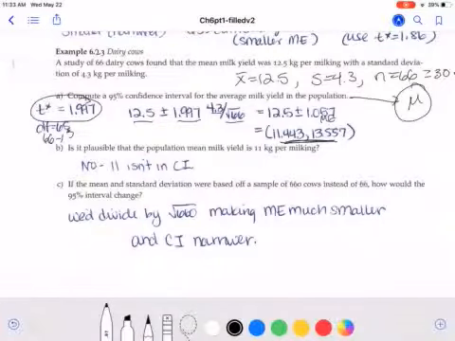And then if the mean and standard deviation were instead based off a larger sample of 660 cows instead of 66, how would our interval change? Well, we've talked about before if we take a bigger sample that it's better and that we get a more accurate interval.